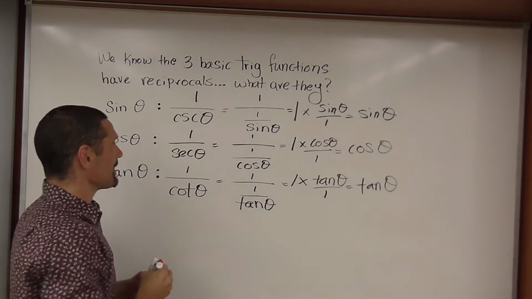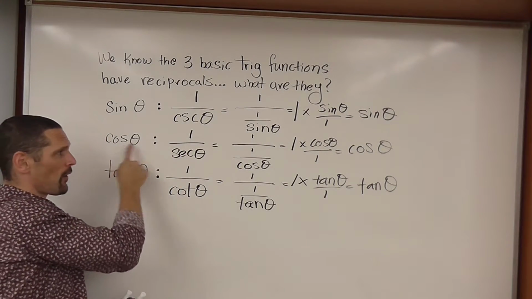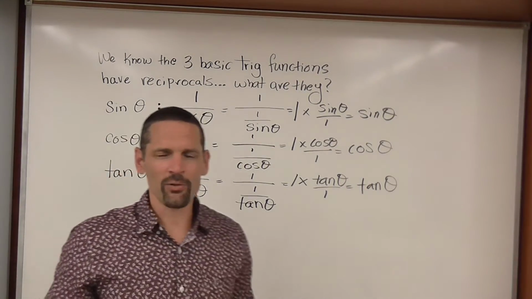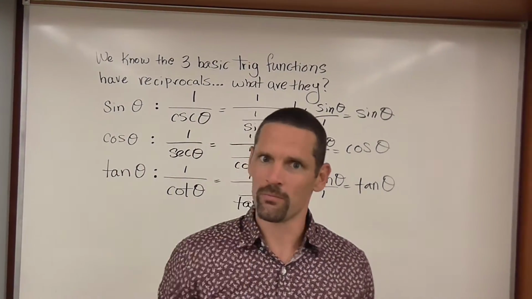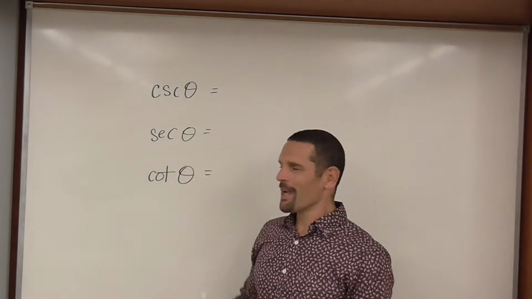The main point here is the reciprocal of sine is cosecant. The reciprocal of cosine is secant. The reciprocal of tangent is cotangent. I don't think I'm telling you anything you don't already know. Well, if we know those first three reciprocals, we get these for free.